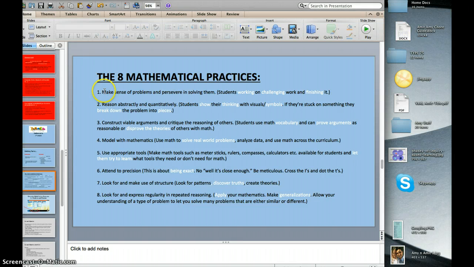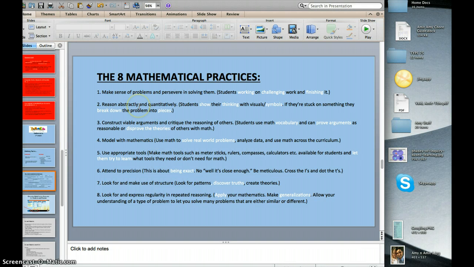The first practice is to make sense of problems and persevere in solving them. It just means students are working on difficult and challenging problems that are rigorous, and then finishing them. It doesn't mean that they always finish them correctly, but there's some level of finishing the problems to the best of their ability, and then going on from there.